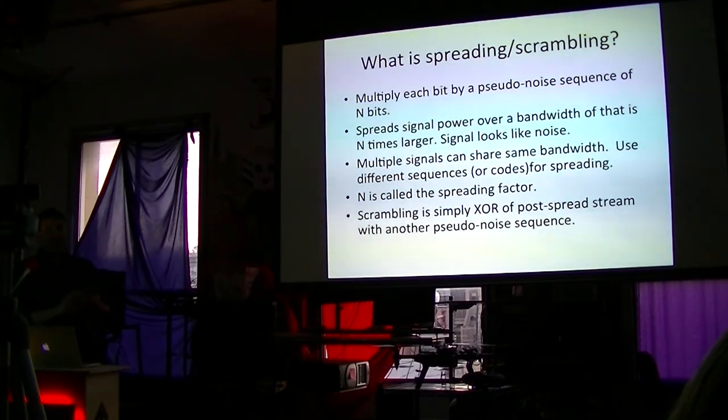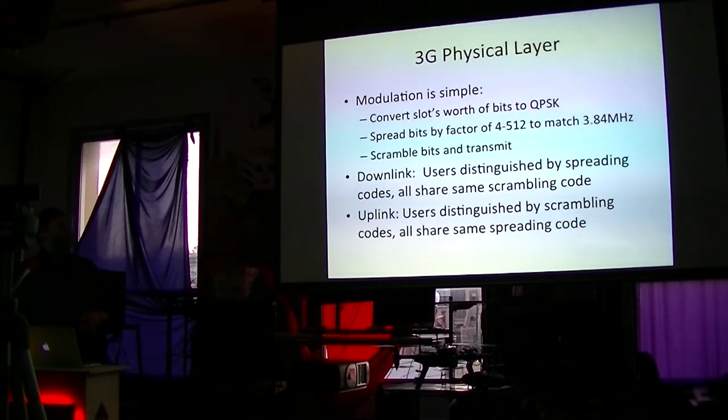So that's spreading, and then there's another feature in 3G called scrambling, where once you spread the signal up by a factor of n, you XOR it by another pseudo noise sequence. Once you understand those two concepts, the modulation is actually really simple. You take your bits, convert them to QPSK, so you have half on the I channel and half on the Q channel. You spread them by some factor, depending on what data rate you want to transmit at.